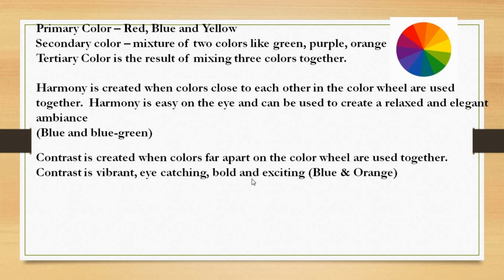So next let us see what is contrast. Contrast is created when colors far apart on the color wheel are used together. So not nearby colors, but colors that are really far away, for example red and green, or blue and orange, blue and yellow, purple and yellow. All these are called contrast. Contrast is vibrant, eye-catching, bold and exciting. For example, blue and orange.